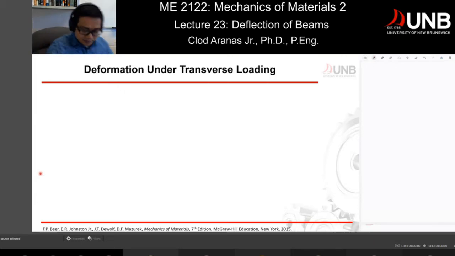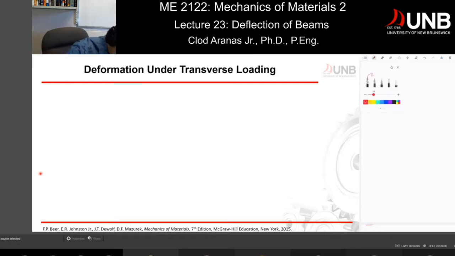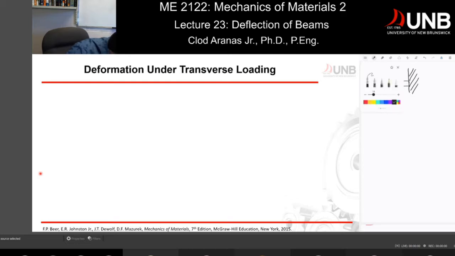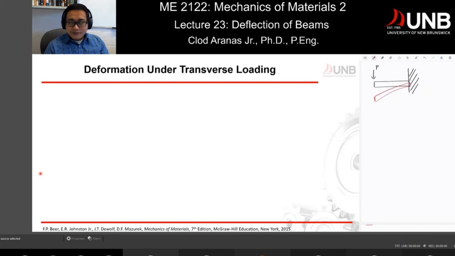Now let's go back to our beam example. Let's say we have a beam that is fixed on the right side, and we have force P. Once we apply force P, this beam could deflect like this. Of course, this deflection is exaggerated. It could be really small, so that you might not even notice it with your naked eye. Take note that the deformation happens in the elastic region.